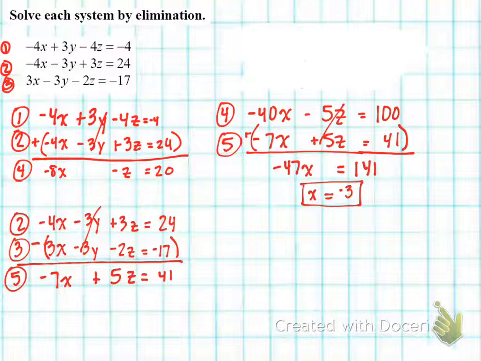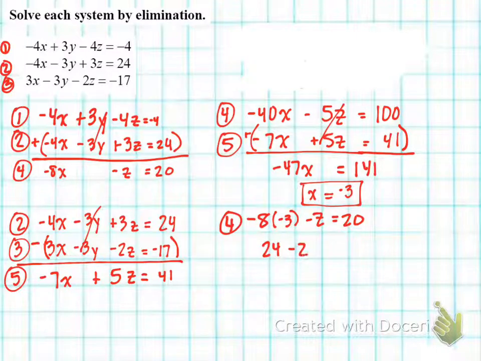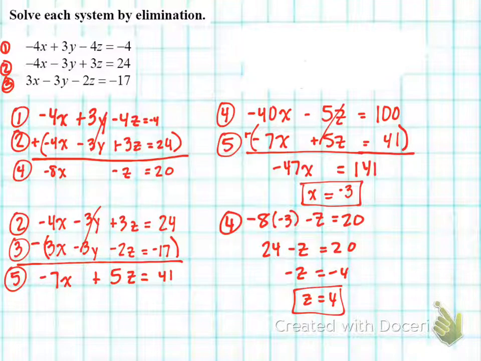Pause that. Okay, so since we know our x, we could plug it back into one of the two equations. I'll go back to the original equation 4. So I'm rewriting equation 4. We have negative 8x minus z. So instead of x, I'm going to put negative 3. Minus z is equal to 20. So we have 24 minus z is equal to 20. So negative z is equal to negative 4. So z is equal to positive 4. Okay? So that's for z.